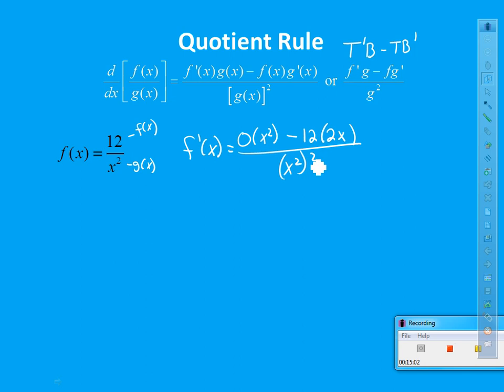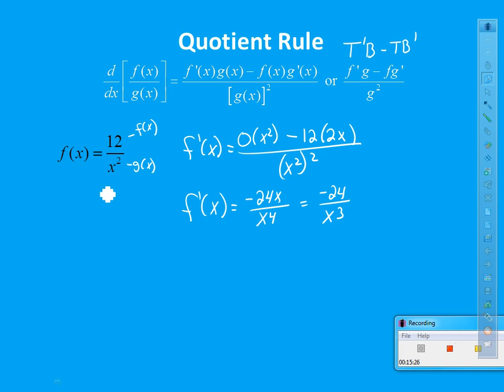So once again, guys, the derivative of the top times the bottom minus the top times the derivative of the bottom, all over the bottom squared. When I simplify this now, I'm going to get negative 24x over x to the fourth. So my ending answer, negative 24 over x cubed.